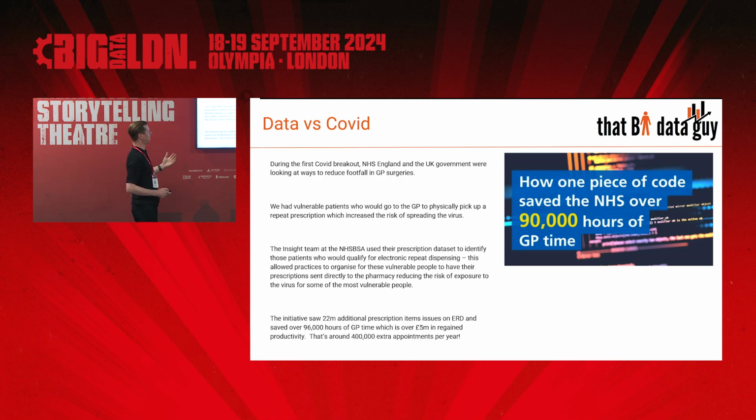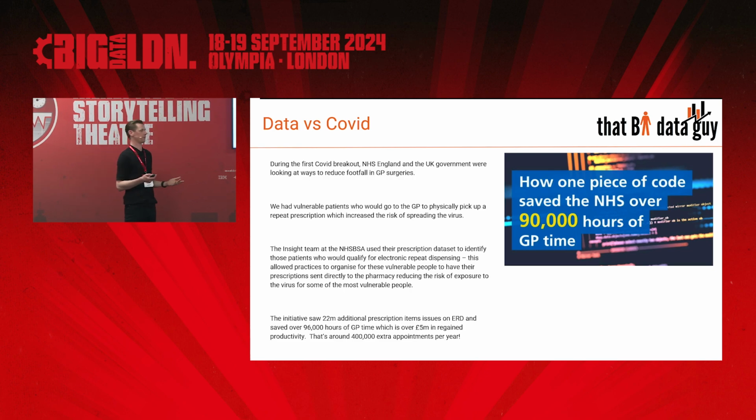Before I worked at Grainger, I worked at the NHS BSA, and there's some of you in the crowd. And yeah, clickbaity title, nothing wrong with that, yeah? It's not just for the Tories. We can all have a go. So, one piece of code saved the NHS 90,000 hours of GP time, yeah? What it actually did is, during the first COVID breakout, NHS England, UK government, Matt Hancock, characters, we're looking at ways to reduce footfall in GP surgeries, yeah? So there's the goal, there's the context, and there's the characters, yeah?